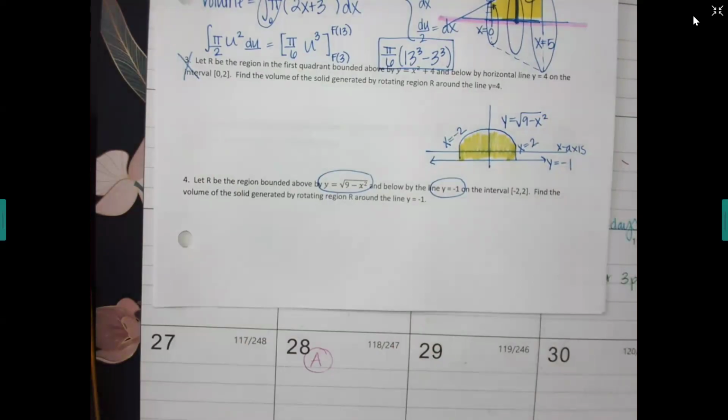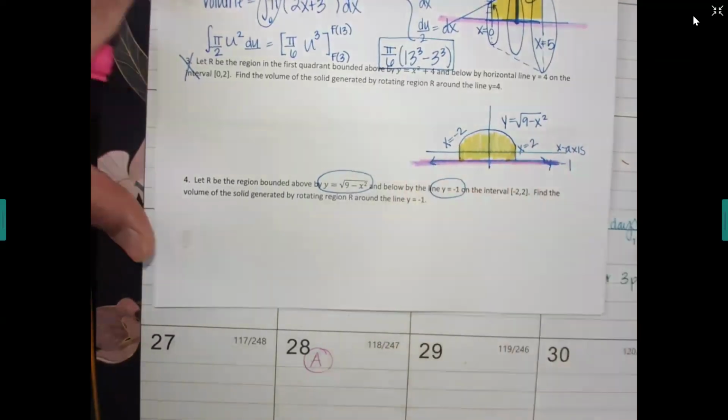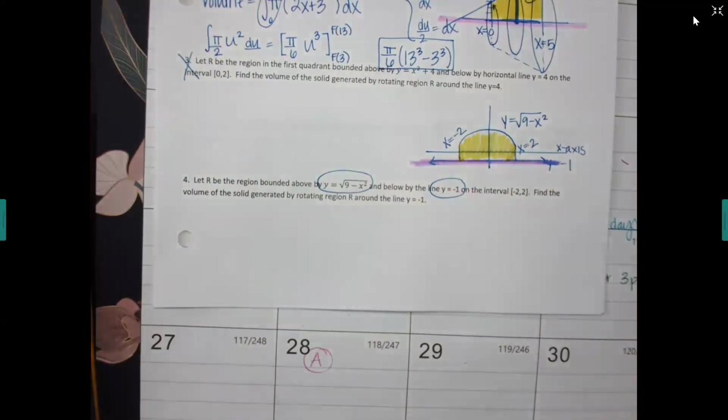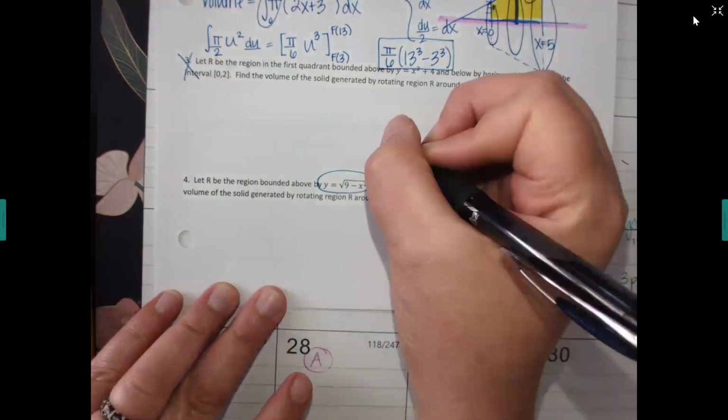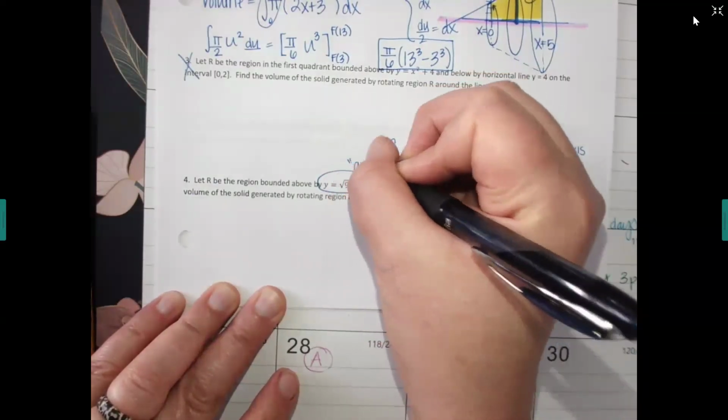It says, I want this one to be the top, bounded above. And I want the y equals -1 to be the boundary on the bottom or below. Okay, so we have that. Then it says, find the volume of the solid generated by rotating that region around y equals -1. So now the center of your rotation is going to be here. Okay, and then I don't think I've called it this yet, but that's called the AOR, or the axis of rotation.